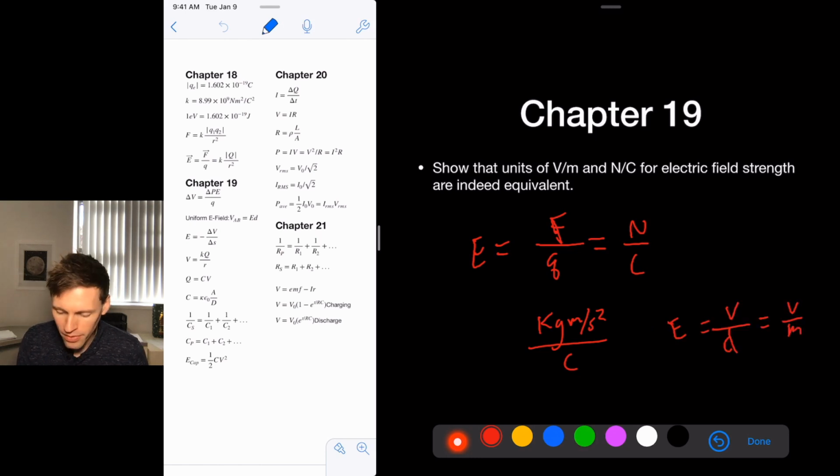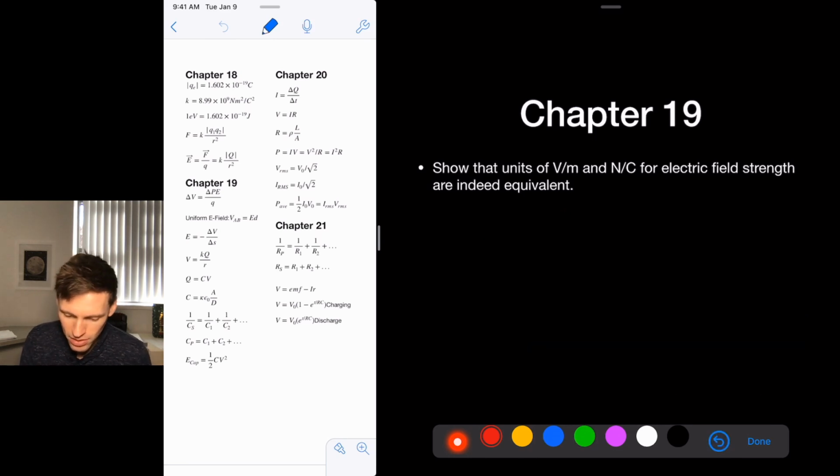Okay, so then meter. And so what is a volt then? So you have to go back to the definition of the volt and plug that in to show that newton per coulomb reduces also to volts per meter. Yeah, it's just working out the dimensions, the dimensional analysis.